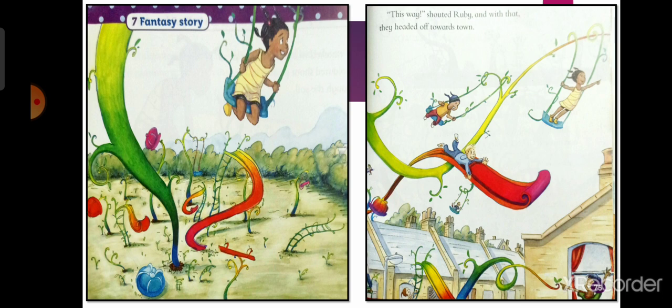Ruby got an idea and she pointed to the town. And what's this? Shoots started to move there. It seemed the shoots were reading Ruby's mind. She picked up her friends and the other children and headed off towards the town. Look at this picture.